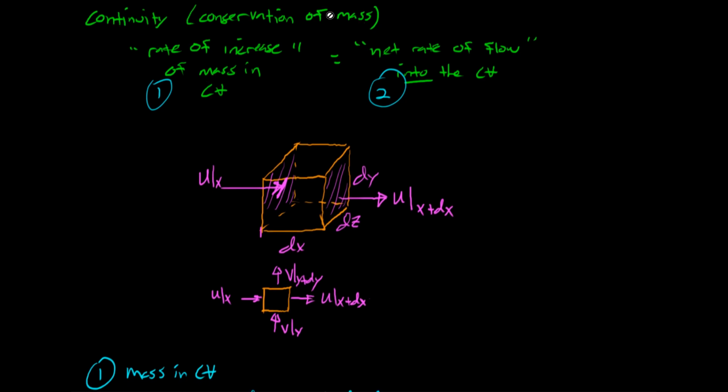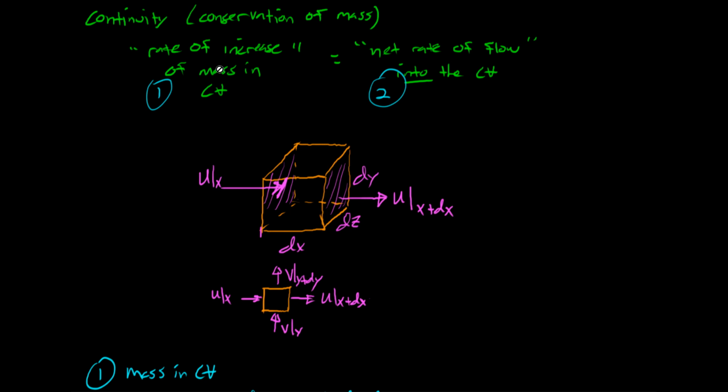This is a fundamental law, and what it says is that the rate of increase of mass in the control volume has to be equal to the net rate of flow into the control volume. So in other words, some is coming in, some is coming out, and the delta between those is the rate at which the mass in the control volume is increasing.